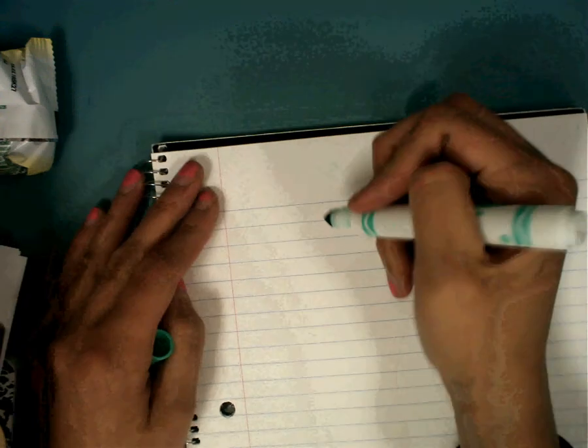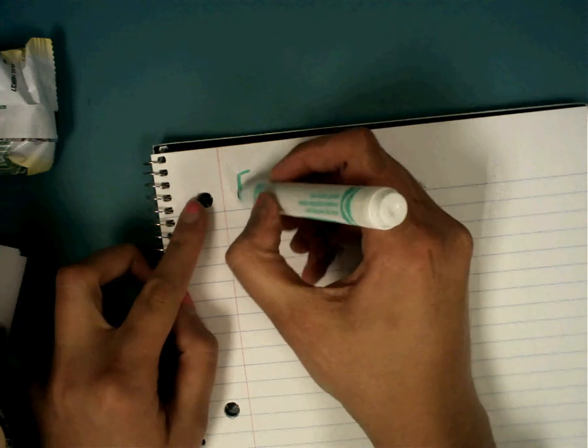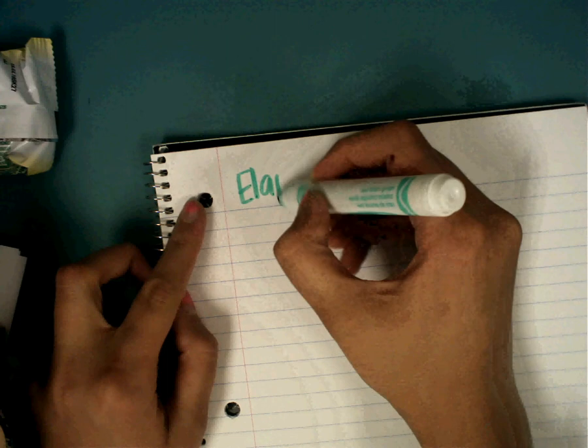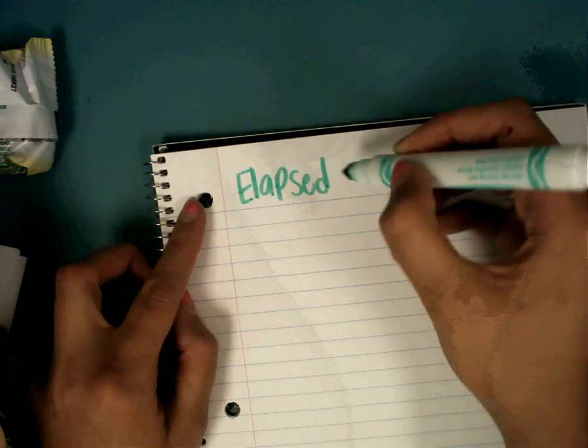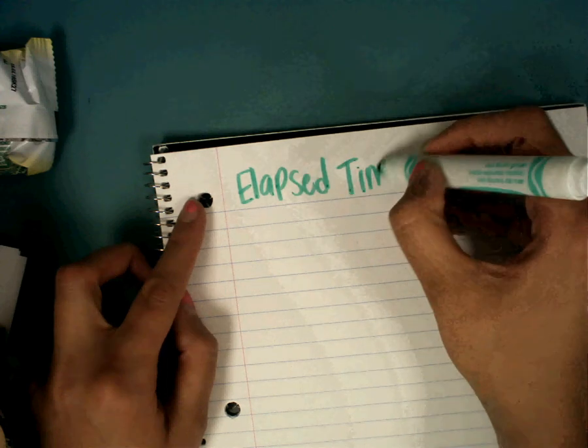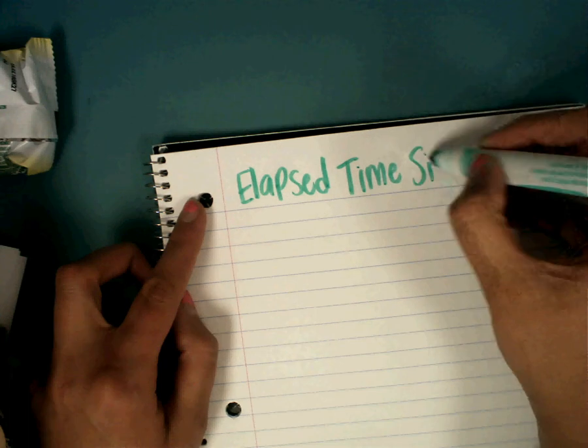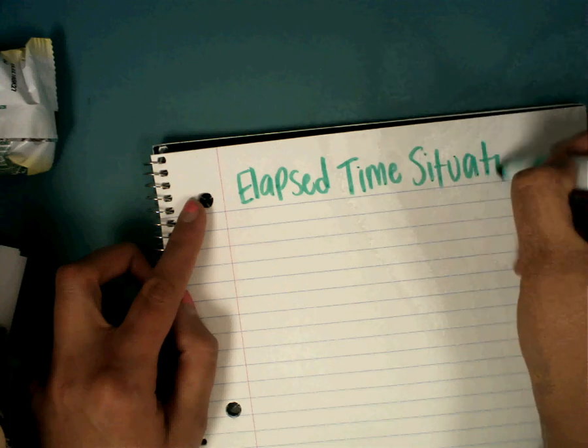So whenever we see an elapsed time problem, we need to immediately judge, what is the situation here? What am I dealing with? So that's going to be our thing that we ask ourselves. So let's go ahead and do our title, elapsed time situations. Okay, elapsed time situations, and then below it we're going to write, what's the sitch?